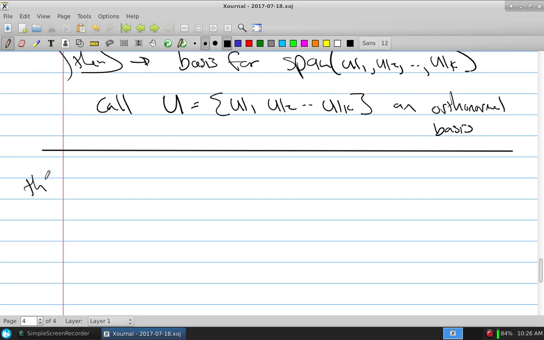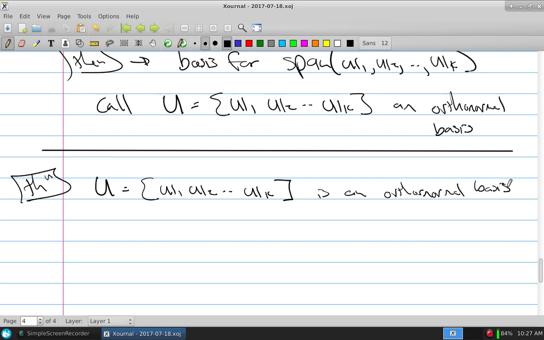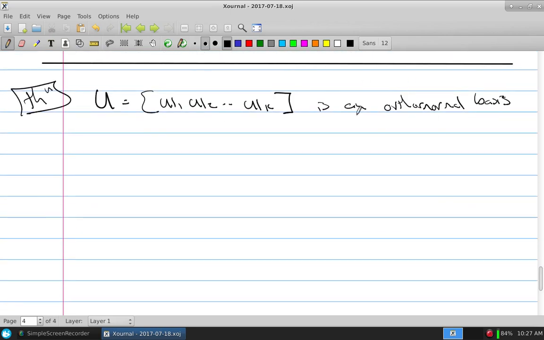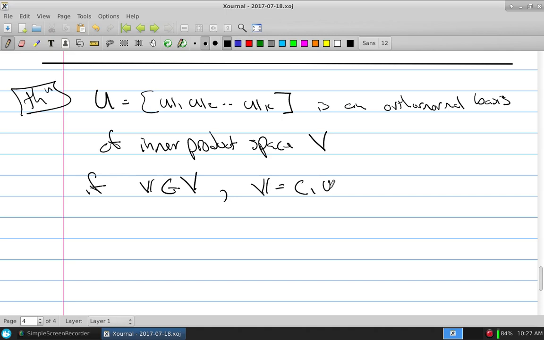All right. Theorem. U equal to this U1, U2, up to UK is an orthonormal basis. It's obviously an orthonormal basis of its span. So we don't normally say that. Then if it's an orthonormal basis for what it's spanning, and say of, we have an inner product space, orthogonal wouldn't even make sense if we didn't have our inner product, so it's an inner product space V, then if you have a vector that's in this space, then obviously that vector is equal to C1 U1 plus C2 U2 plus everything up to CK UK.